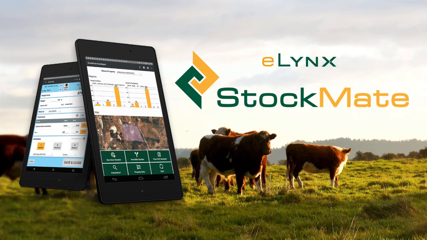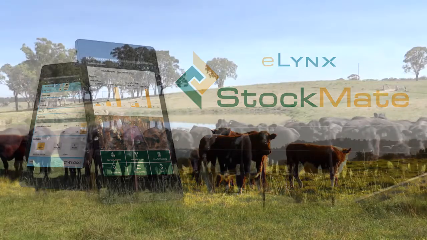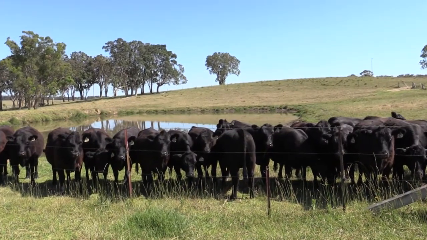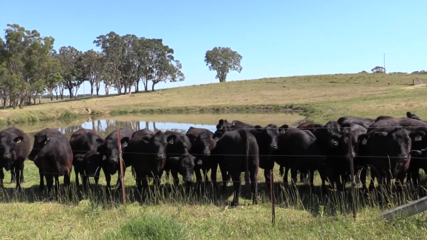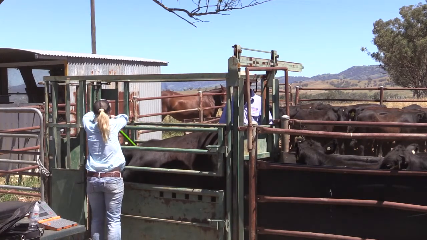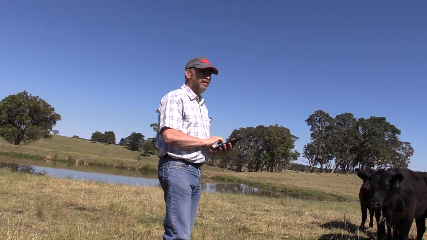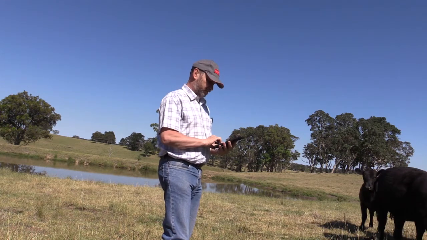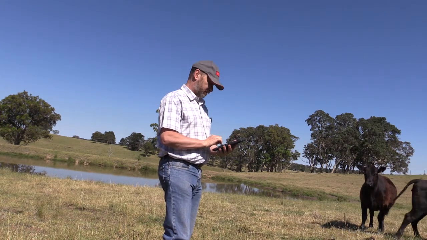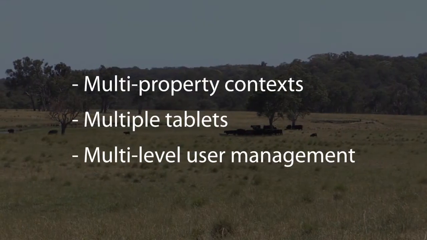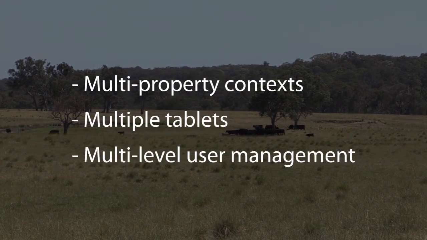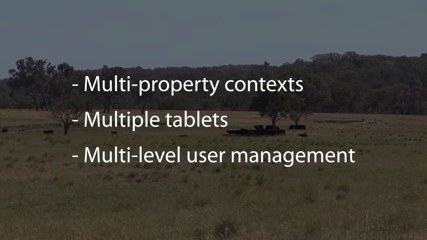StockMate is an Android tablet-based app that helps graziers manage livestock, mobs or lots, and individual animals. It integrates with RFID readers and weigh scales and can synchronise data with the cloud-based management console when internet service is available. It works in multi-property contexts with multiple tablets and has multi-level user management.